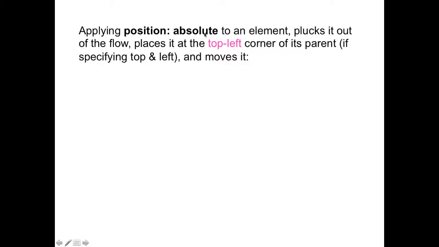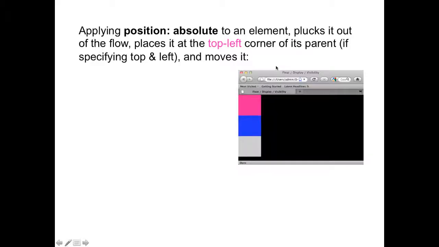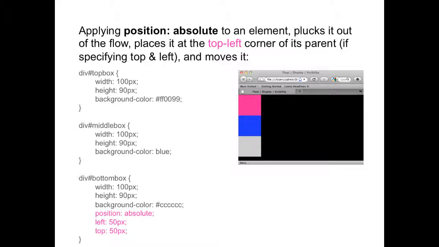Applying position absolute to an element plucks it out of the flow, unlike relative positioning, and places it at the top left corner of its parent, if specifying top and left, and moves it. Let's see what this means. So we have the same example, and we're still working with the gray box, and this time we are giving it a position absolute with a left 50 pixels and top 50 pixels. What happens to this gray box?